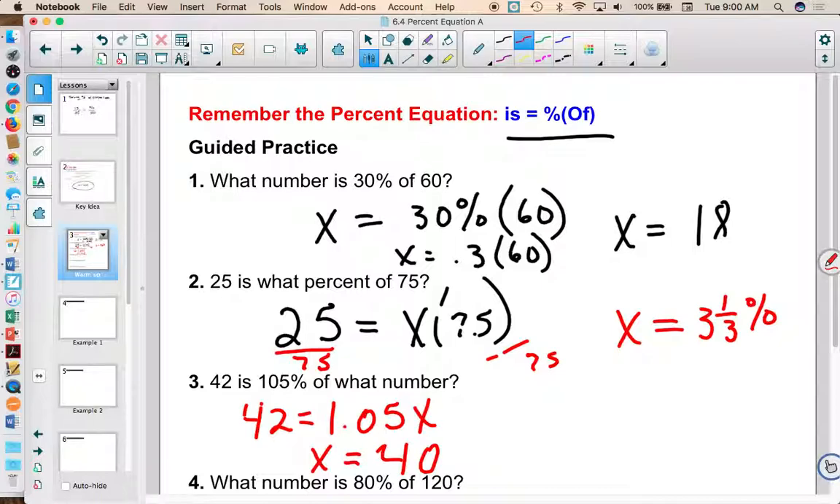Let me see your calculator, sir. Okay, you should have taken 42 divided by, yep, and that would be the problem.